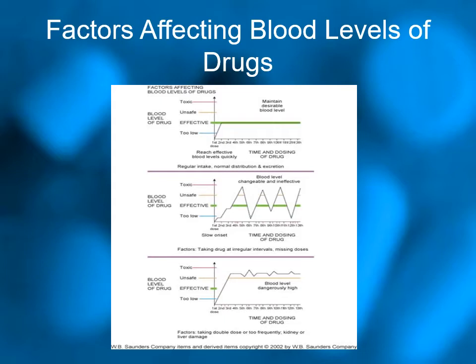The second picture down shows you the effects of taking the drug at irregular intervals, missing dosages, so the blood levels go too low, and that can cause resistance, and it can cause the microbial infection to rebound and diminish your ability to recover from the infection. Now the third picture shows what happens if you double the doses or take them too frequently, and that can put the dosage of the medication into unsafe or toxic levels, which can result in kidney and liver damage. So you have to be very careful to make sure that you follow directions in taking a prescribed medication.